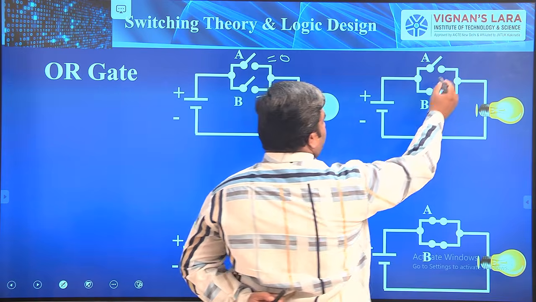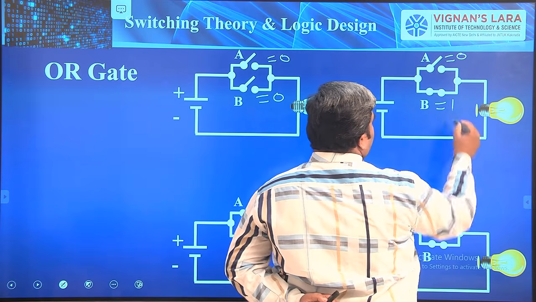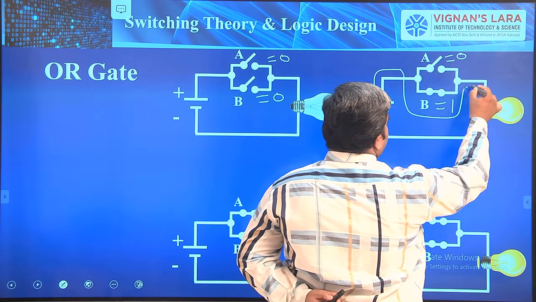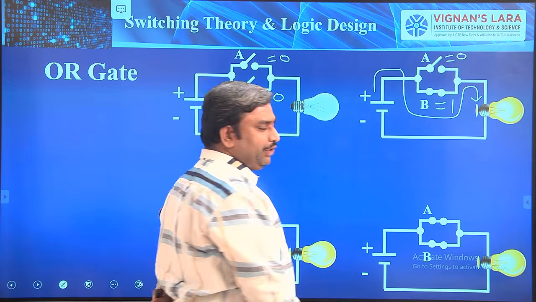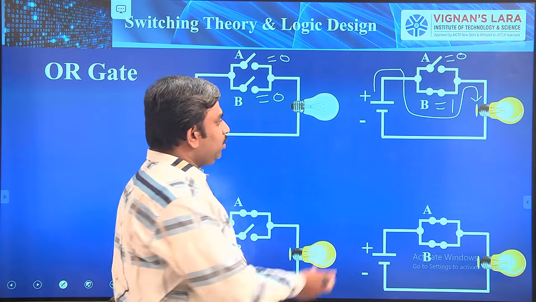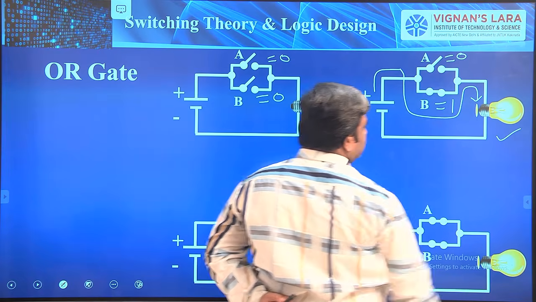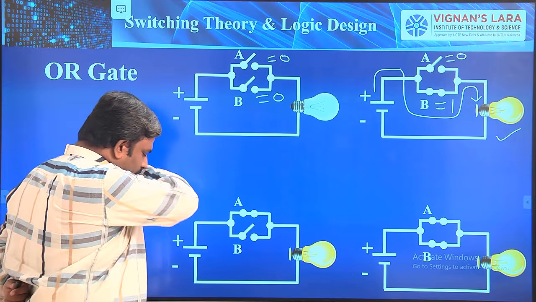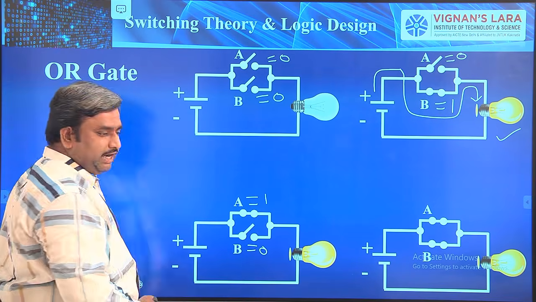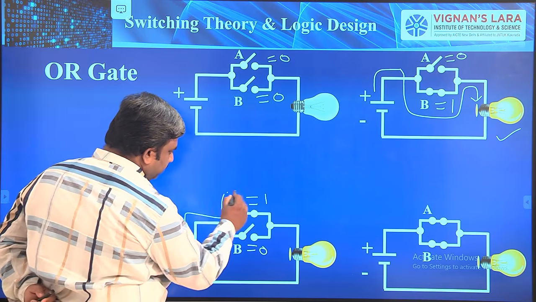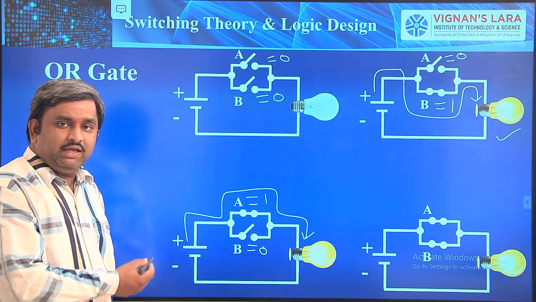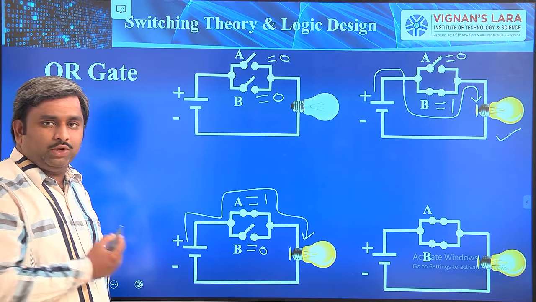See here, in this situation, A is equal to 0 and B is equal to 1. Now this power supply is moving in this direction and it reaches the bulb. Now the bulb is going to glow. So the output is in the on situation. In this case, now A is equal to 1 and B is equal to 0. In this condition, the input voltage is traveling in this direction and it reaches the bulb. So for this reason, in the 1 0 condition also we got the output.